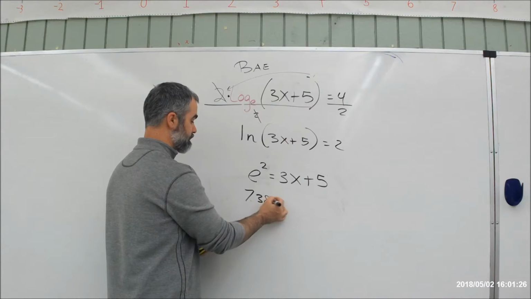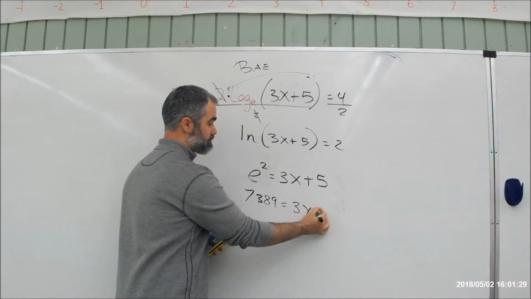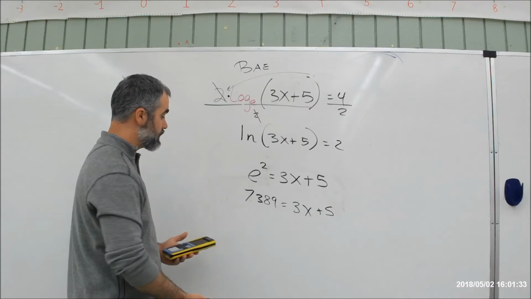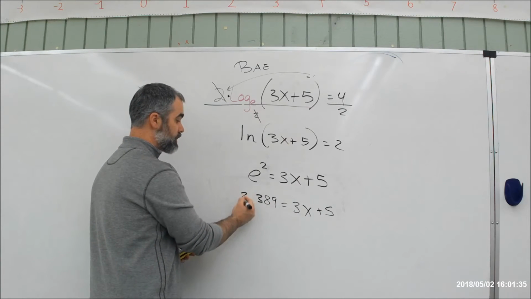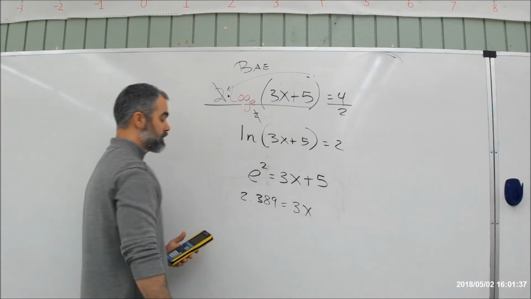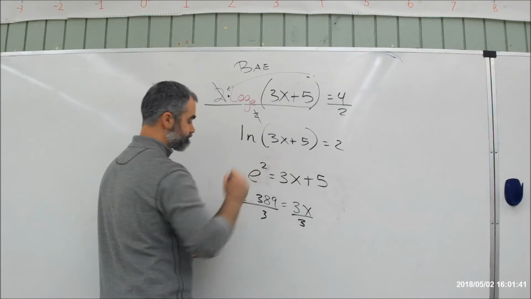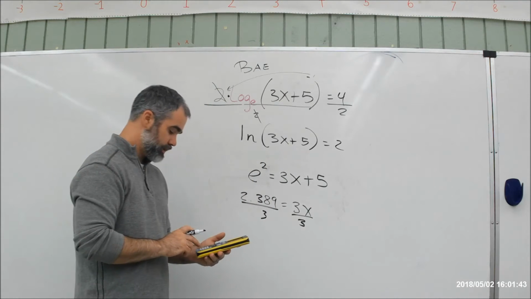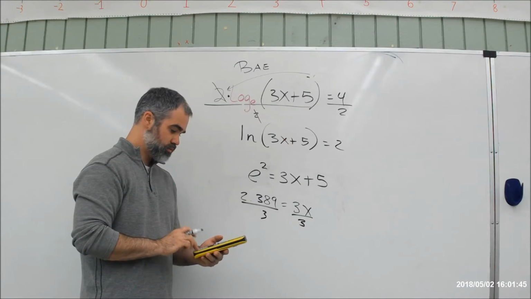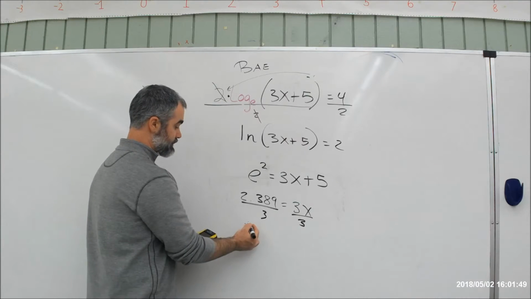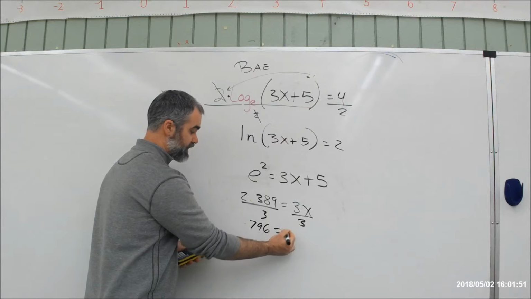7.389 equals 3x plus 5. Again, here we can subtract 5 from both sides, which is going to end up with 2 here. If you divide by 3, then you can solve. And so you end up with 0.796 equals x.